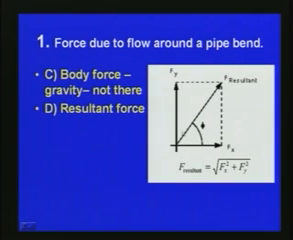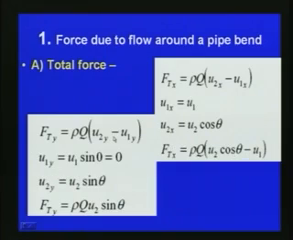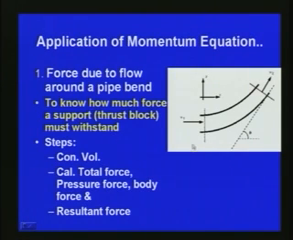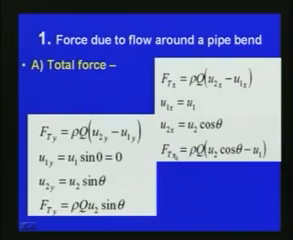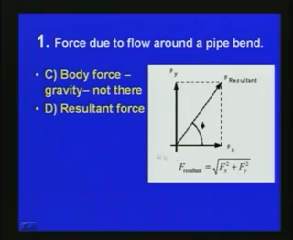And then if you consider the body force, here mainly it is due to gravity. Since the bent pipe is put in this way, we do not have to consider the body force. So, here the gravity force is not considered, body force is 0. So, finally, we can find out the resultant force.